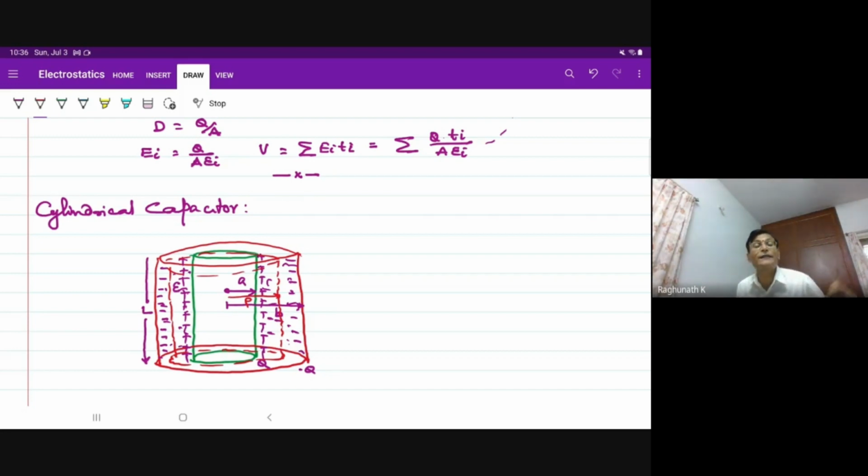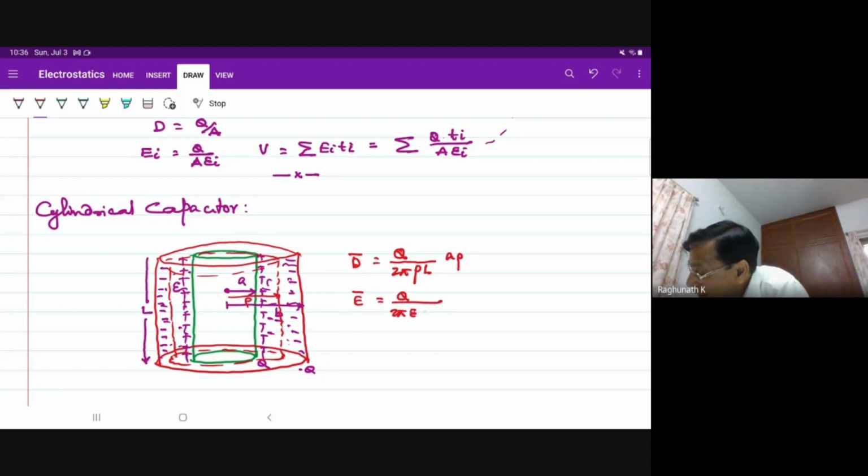So the flux density at any point on this cylinder is fixed and given by Q by 2 pi rho L, correct? 2 pi rho L is the curved surface area of the cylinder, in the direction A rho. Here it is non-uniform. You know that the lines diverge. They are not a parallel set of lines. D bar is equal to Q by 2 pi rho L A rho. E bar at any point is Q by 2 pi epsilon rho L A rho.